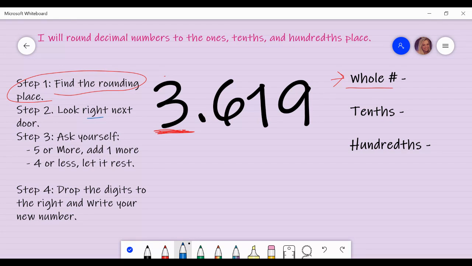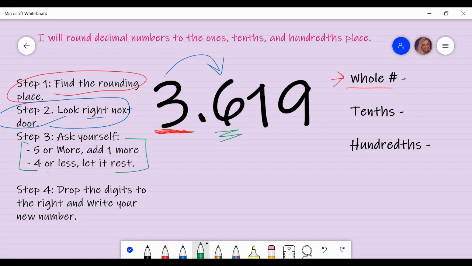All right, so then the next step is look right next door. When it says right, I mean right here. That's your next door neighbor. We did that. What is it? Here is the golden rule: 5 or more, add 1 more. 4 or less, let it rest. So, is 6 more than 5? Yes. So you add 1 more.